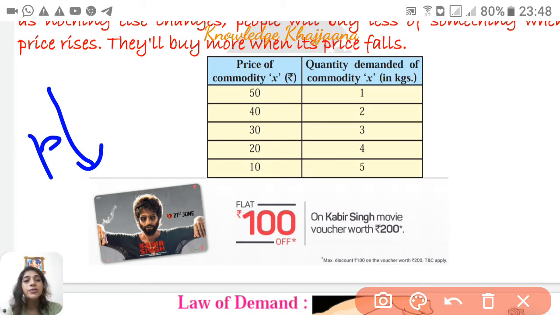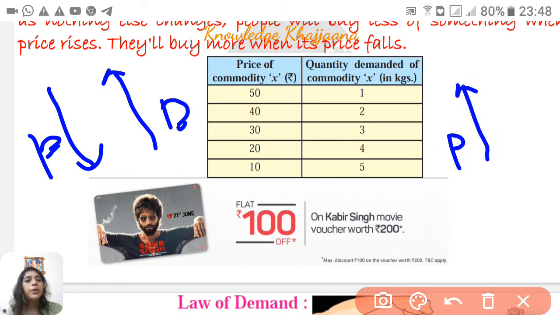Five of your friends will go for watching the movie. See, why? When the price declined, demand for the commodity or the service increased. It may be a commodity or it may be a service. If the price were higher, then only one person would have gone from the family. With this we can understand the law of demand.